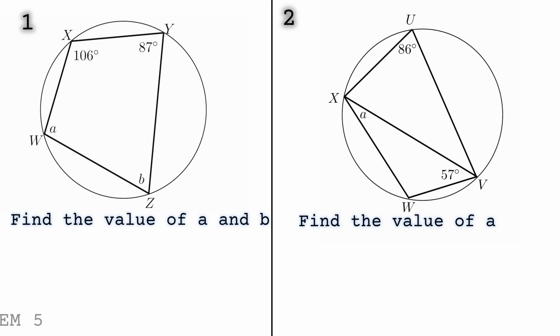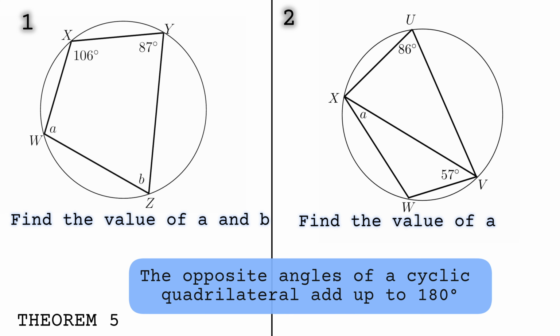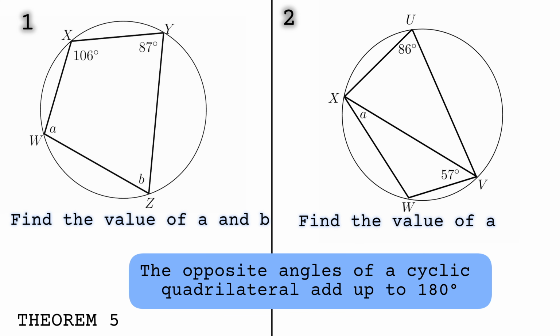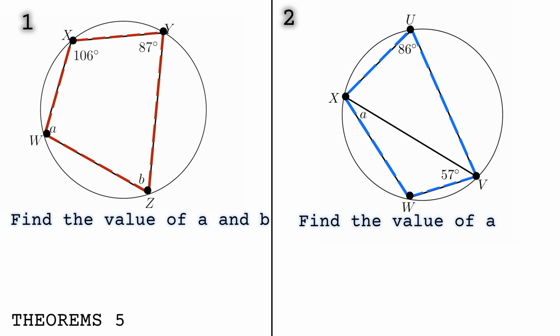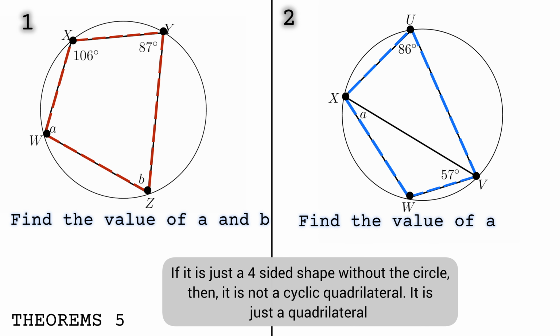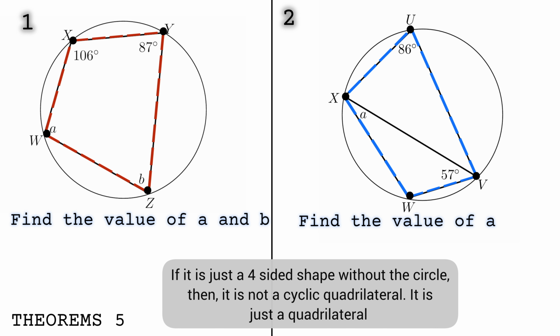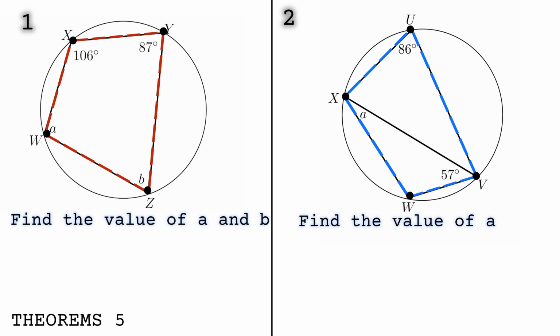Theorem 5 states that the opposite angles of a cyclic quadrilateral add up to 180 degrees. A cyclic quadrilateral is a four-sided shape that has all its four corners lying on the circumference of the circle. So as long as you have a four-sided shape and all its four corners lie on the circumference of the circle, it is a cyclic quadrilateral.